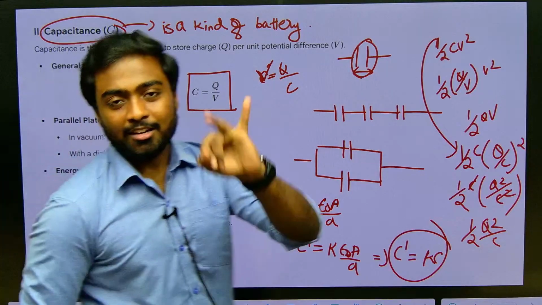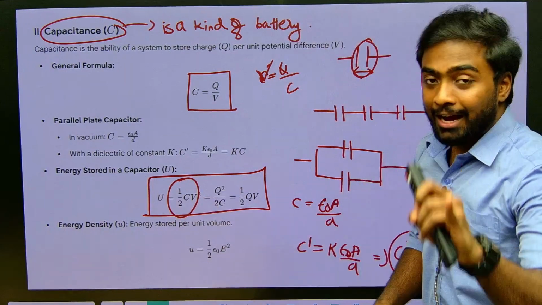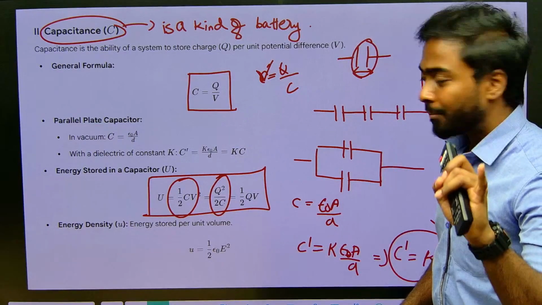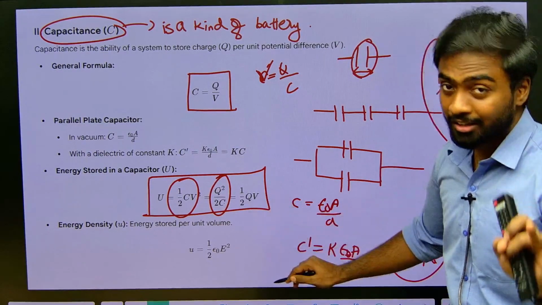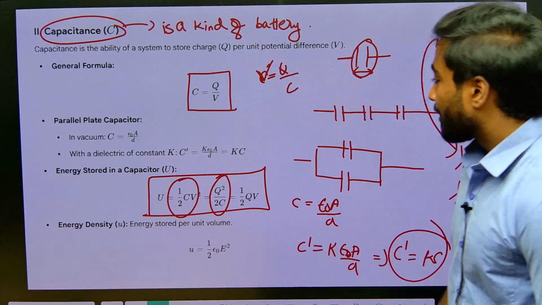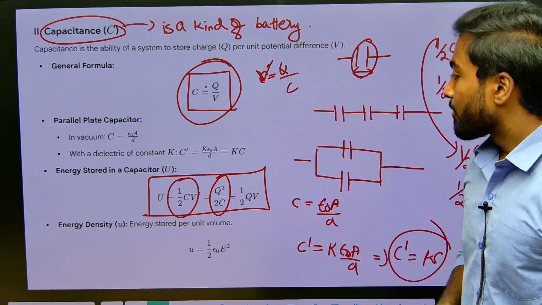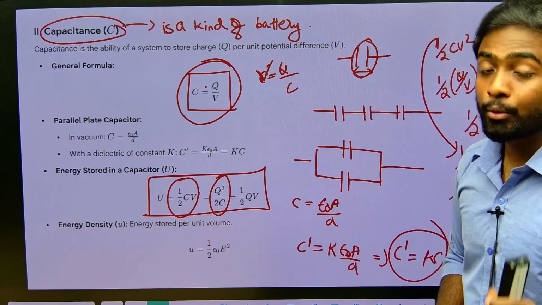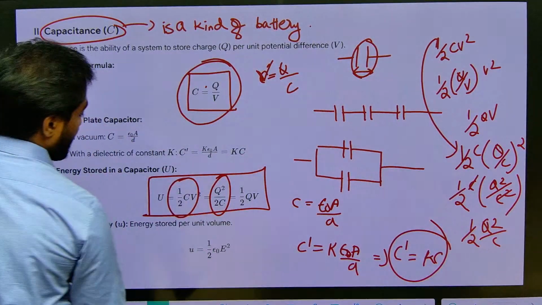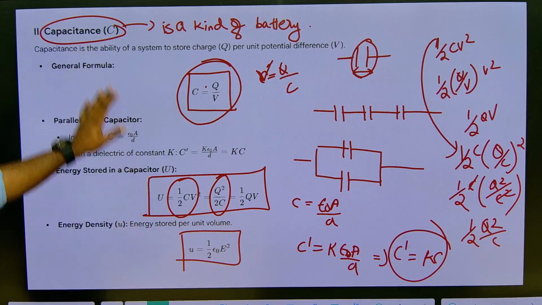When capacitance and potential are given, I can use the formula 1 by 2 CV square. When charge and capacitance are given, Q square by 2C. And when charge and potential are given, 1 by 2 Q into V. So only one formula you need to remember, CV square, the remaining I can derive from C equals Q by V. Energy density is the energy stored per unit volume. So U equals half epsilon naught E square, that's the formula for this. You can take this formula and we can go for the next one.